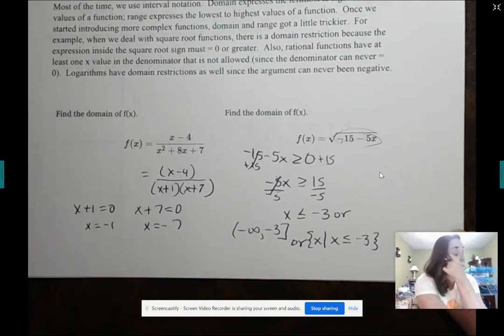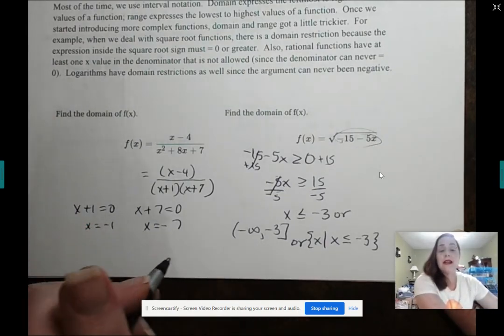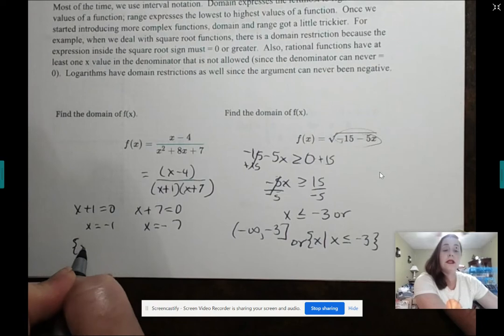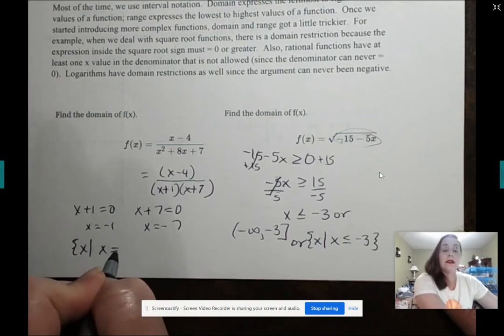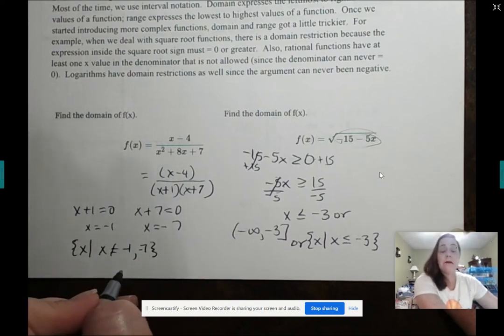Any value of x can go into this and it will have a corresponding part on the graph, except at -1 and at -7. So in set notation, that could look like this. X cannot equal -1 or -7. It means everything else is fair game.